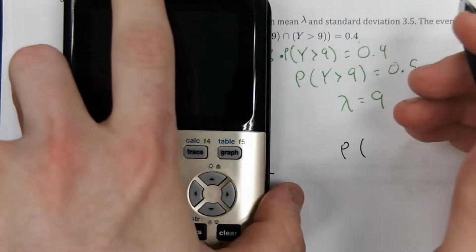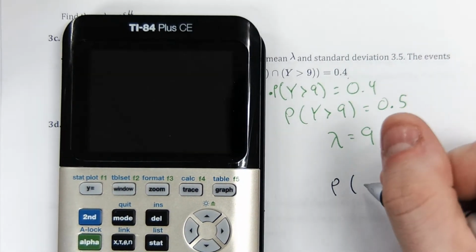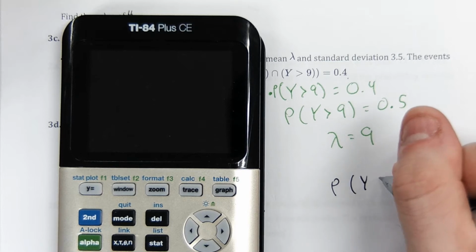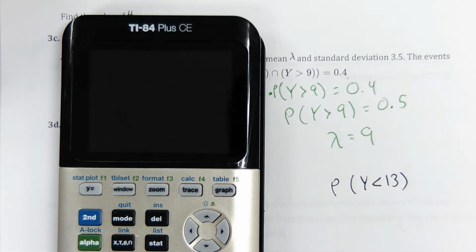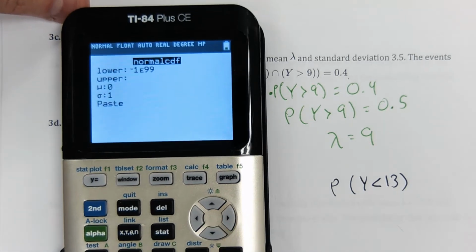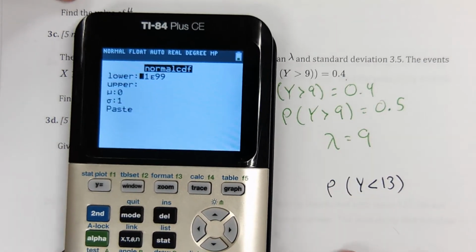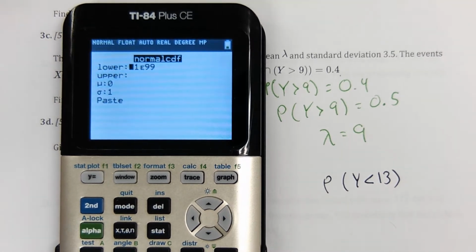Normal. It takes normal CDF. And we're trying to find the probability that y is less than 13, right? So we go, okay, on second vars, normal CDF. The lower bound, we're not going to give it a, well, we could give it a lower bound if you want to. No, so lower bound of wherever.